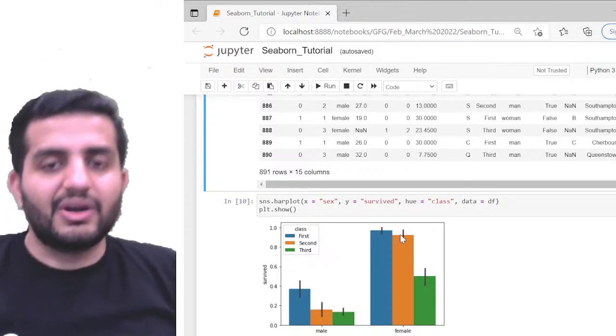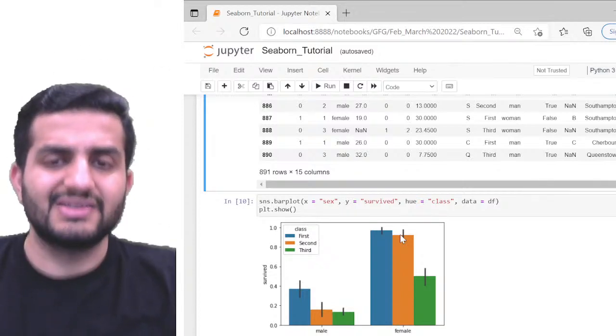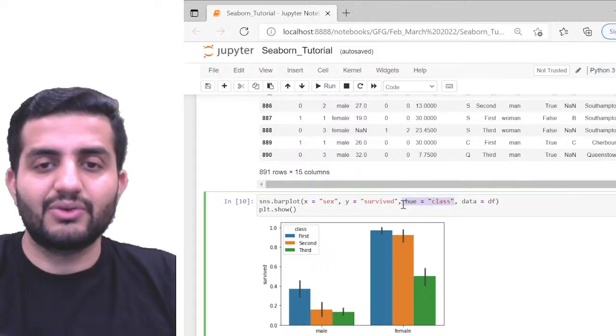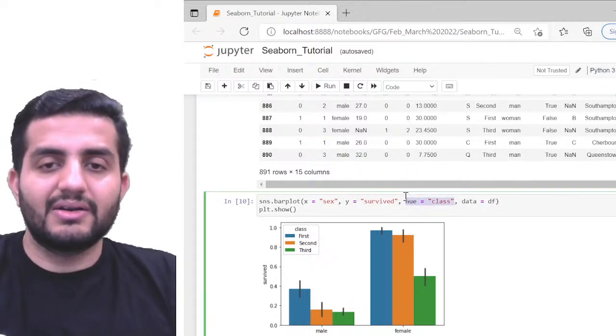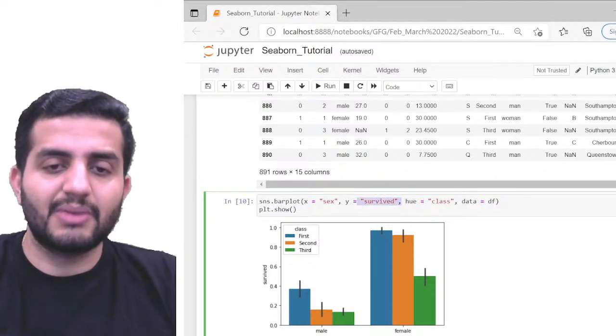So here what I've done is, I've plotted the same bar plot between the x and the y axis, and we have added the column hue. Hue is nothing but my class. So I'm trying to see how the survival is changing, based on my males and females, depending on each of my classes.